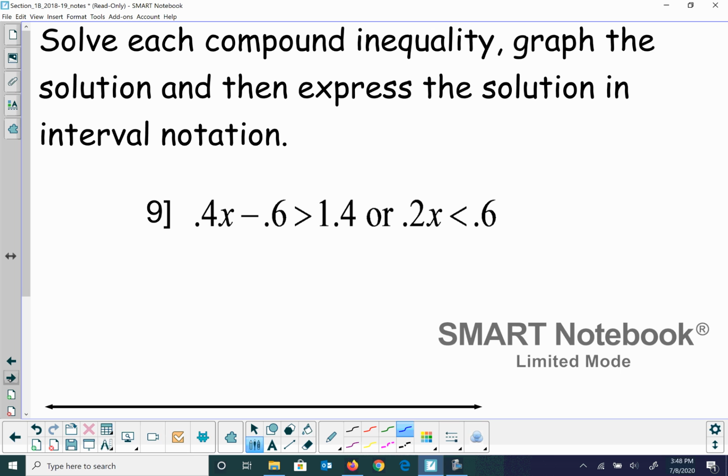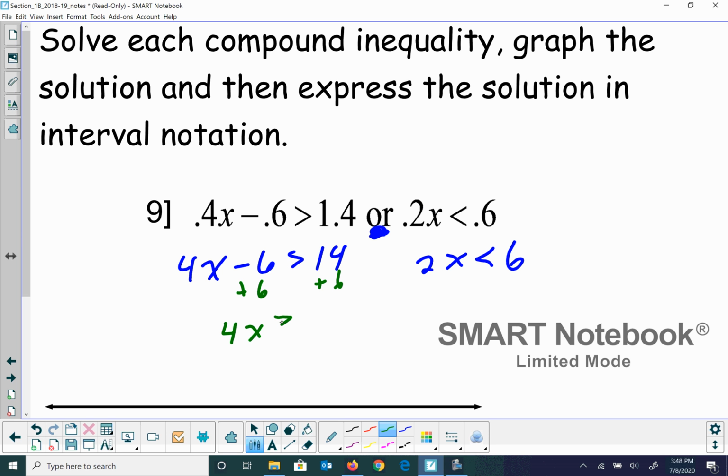All right, this one just gets silly. What do you think we should do? And we have the word or in there, which is fantastic. What I'm going to do is multiply everything times 10. If you paid attention in 4th grade math, you realized if you multiply by 10, the decimal moves one place to the right. Okay. Notice we have a new word, or. Or is not the same word as and, agree? So let's go ahead and solve this. Add 6, add 6. So I get 4x is greater than 20.